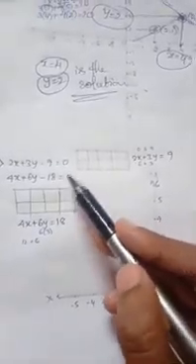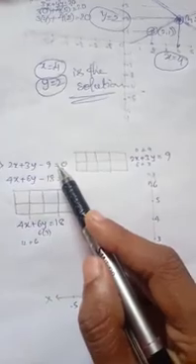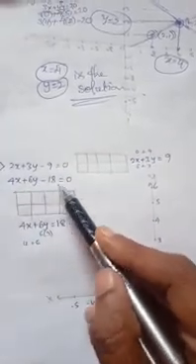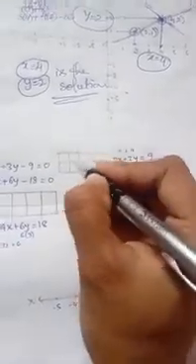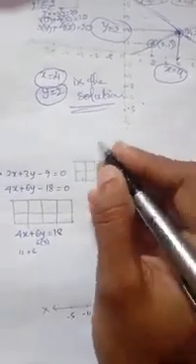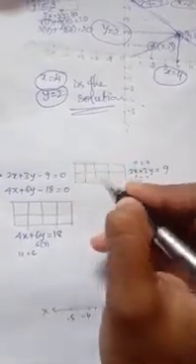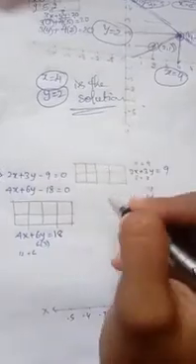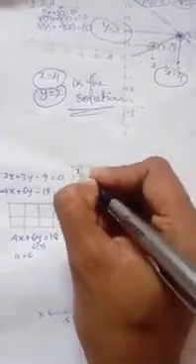Similarly, we take another two equations, 2x plus 3y is equal to 9 and 4x plus 6y is equal to 18. We draw them similarly, solving the linear equations graphically. Therefore, x and y.